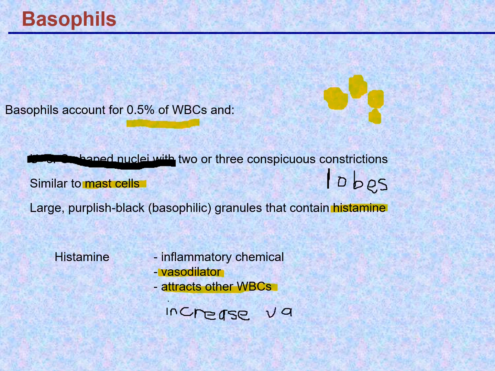Not easy writing with this. Increased vascular permeability. That's an important aspect of the histamine from mast cells or basophils.